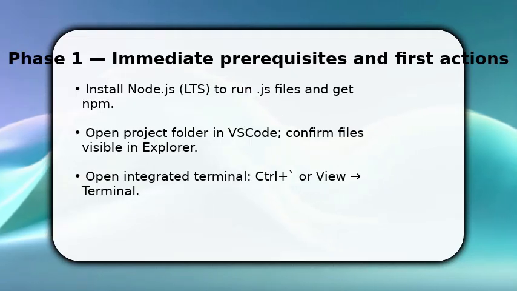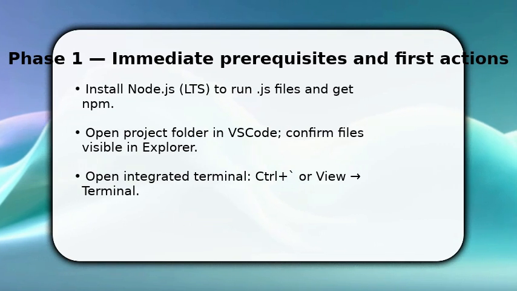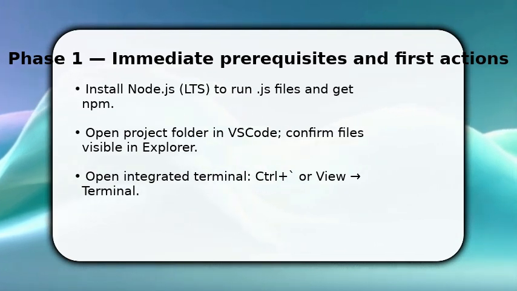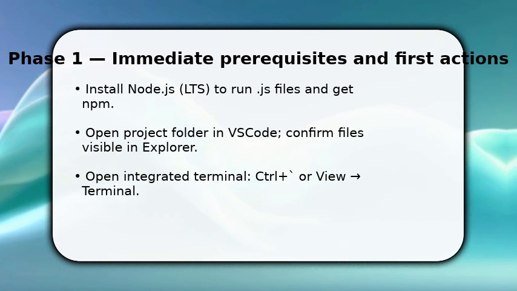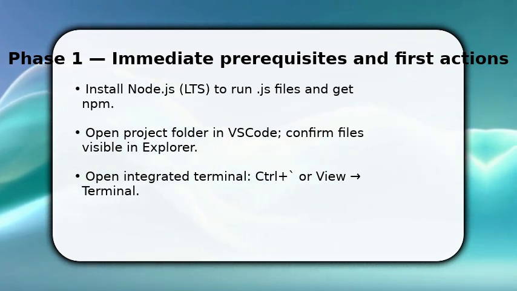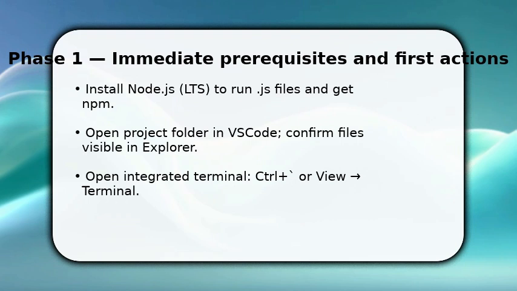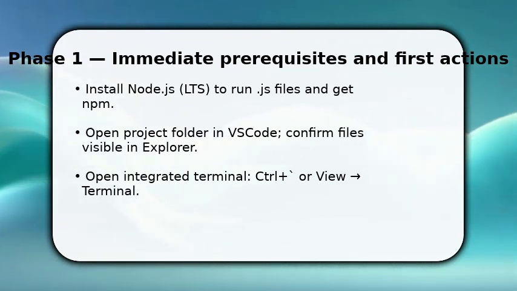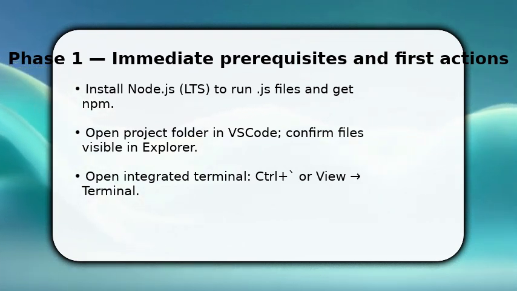You need Node.js and a project folder, so install the LTS build first. It provides the Node binary and npm. Open that folder in VS Code because the editor context determines the terminal working directory. Once done, open the integrated terminal with Ctrl+` or via View > Terminal. This is faster than an external shell and inherits the workspace path.